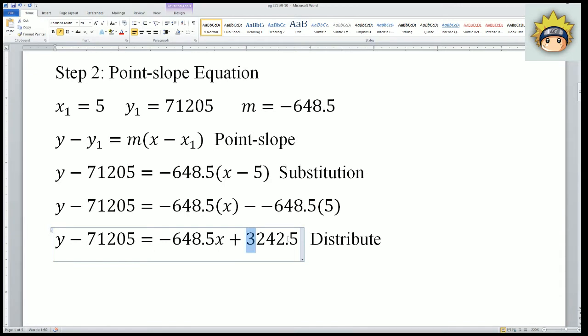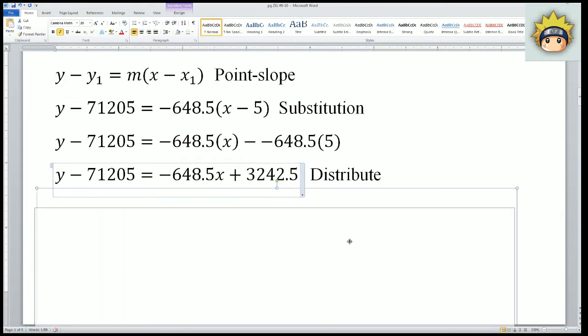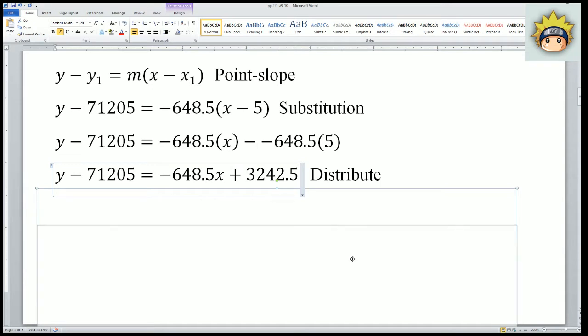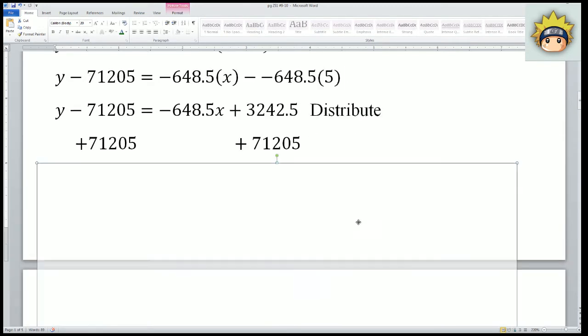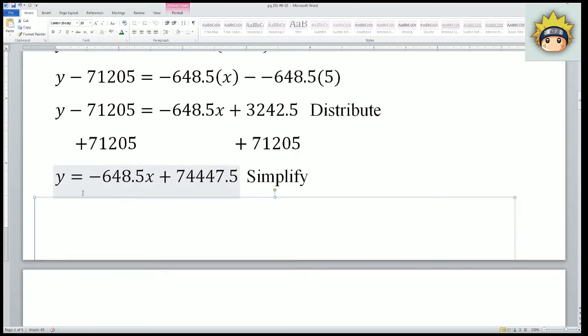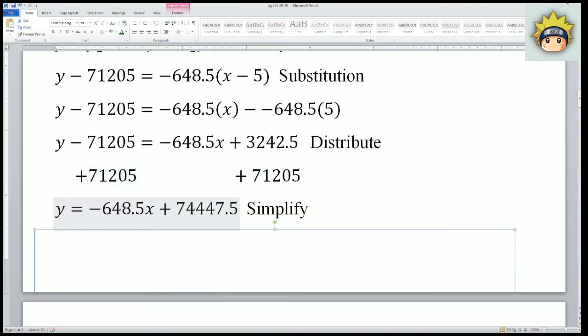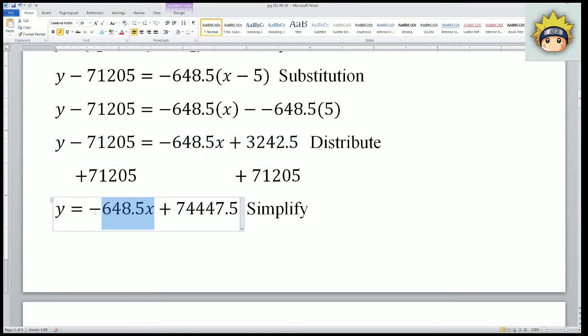These numbers are not very pretty, so you have to use a calculator. There's no way around it. So you need it in slope-intercept form, which is y equals mx plus b. To do that, you add 71,205 to both sides, because I'm trying to get it into y equals mx plus b format. Now you get y equals negative 648.5x, it's right here, and this plus this becomes 74,447.5. That is how it looks as I simplify it.